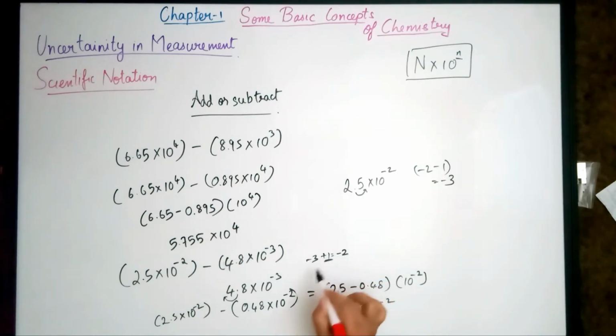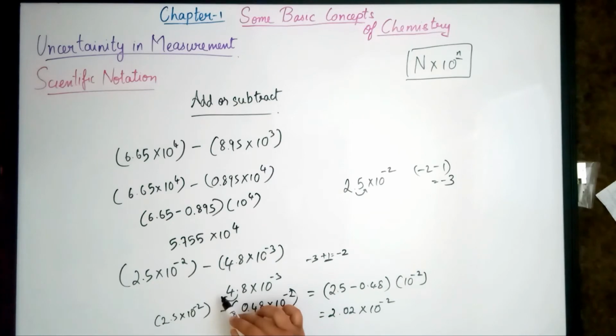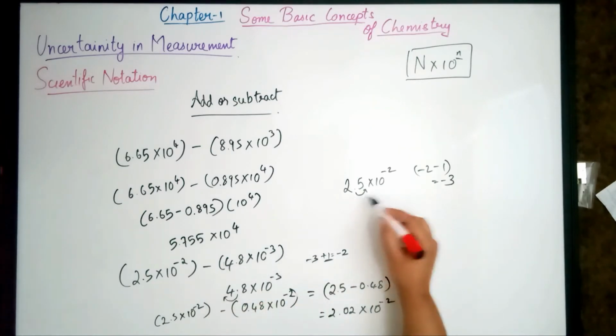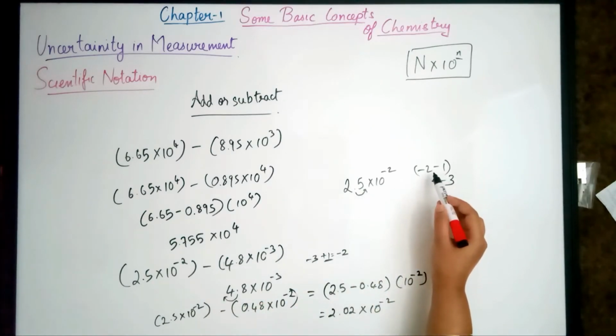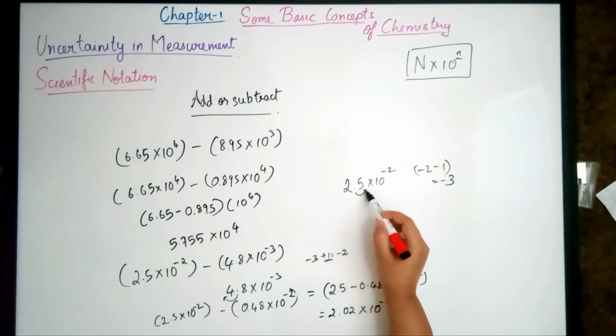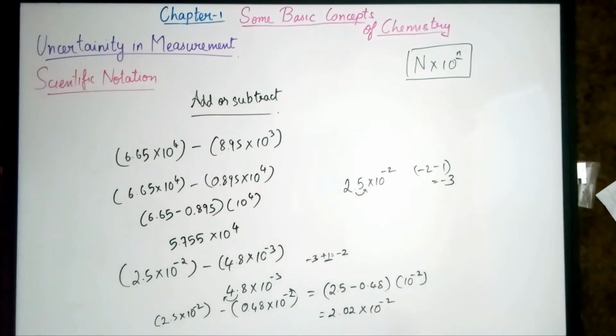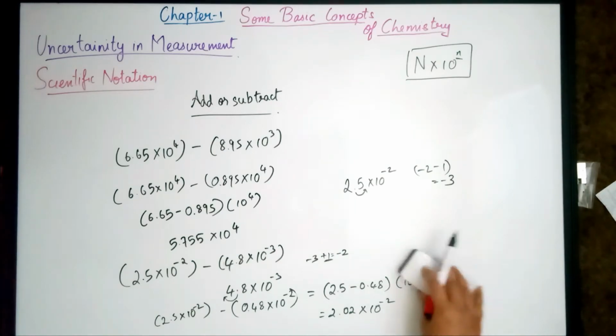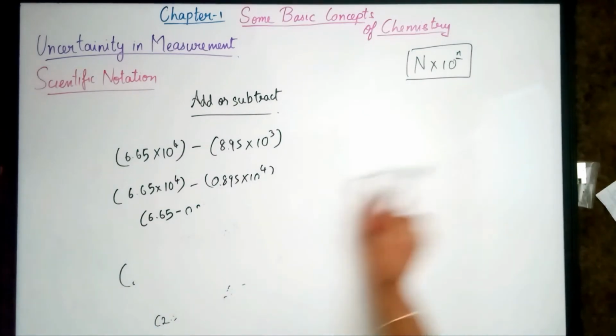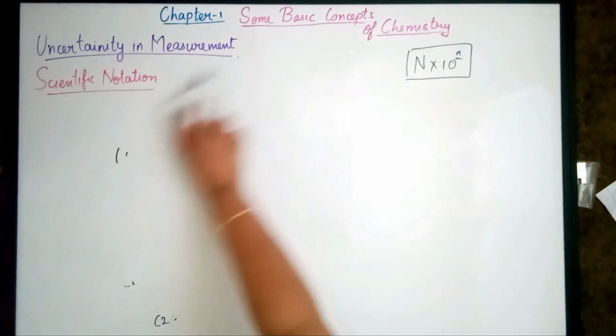So this plus 1 made sure that our value moved to the left. But since it is a minus, it has to move to the right. So we would have gotten 25 into 10 to the power minus 3. And then we would have been done with the calculation or conversion. So that's about addition or subtraction of the scientific notation. The next is going to be division and multiplication.